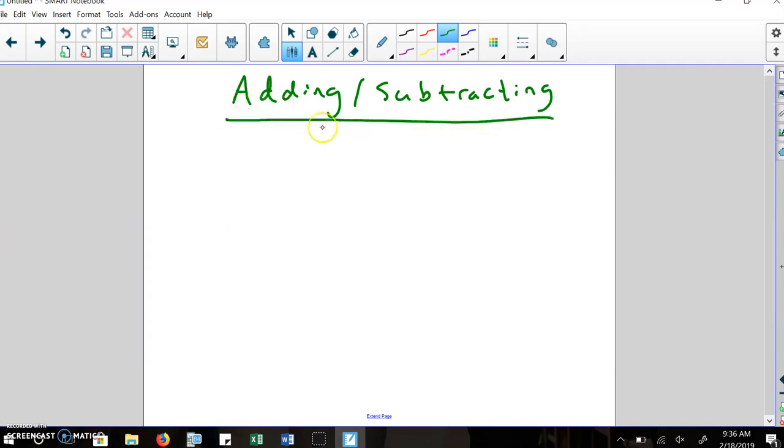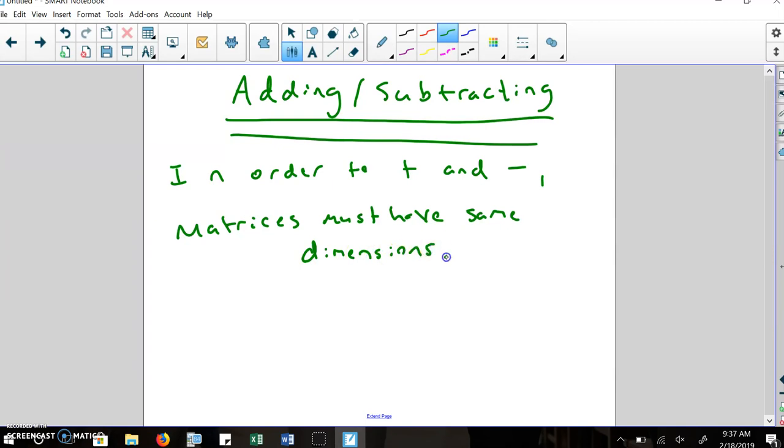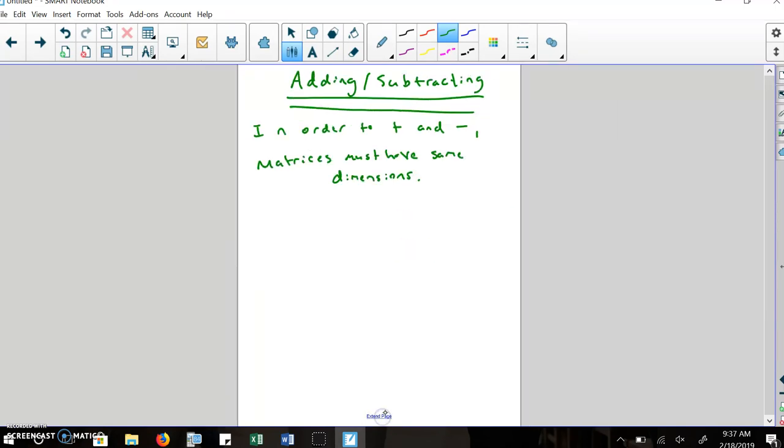So first and foremost, I'll say this: in order to add and subtract, whatever matrices you're adding and subtracting, they have to have the same dimensions. Okay, so they must have the same dimensions. Alright, so it's fairly easy to do this. Let's go ahead and try. Let's come up with two matrices to do this with.